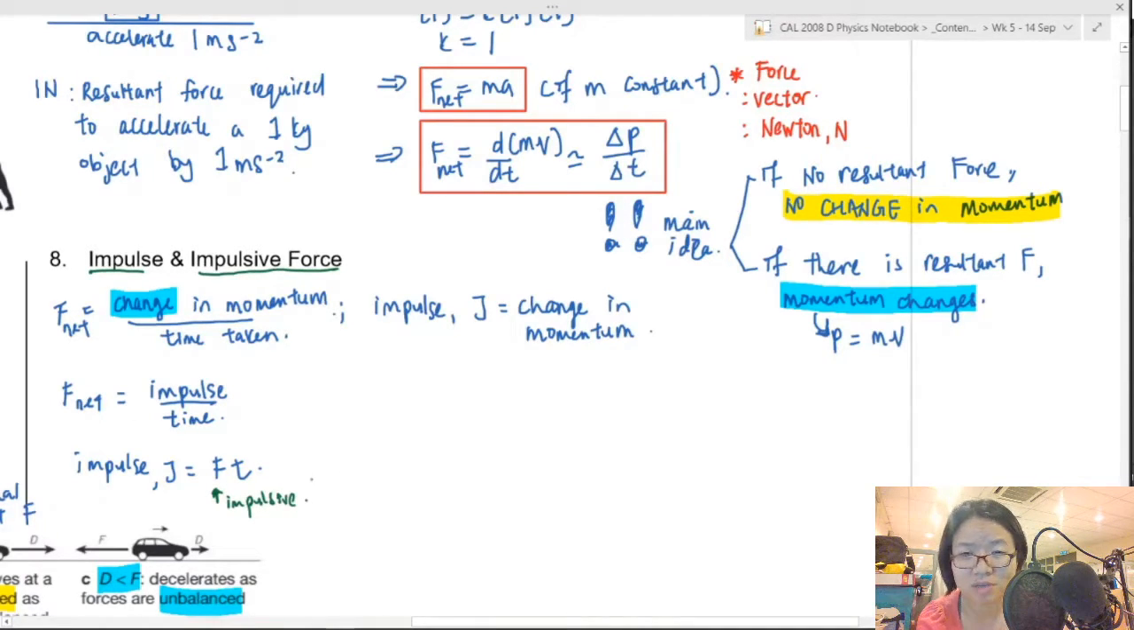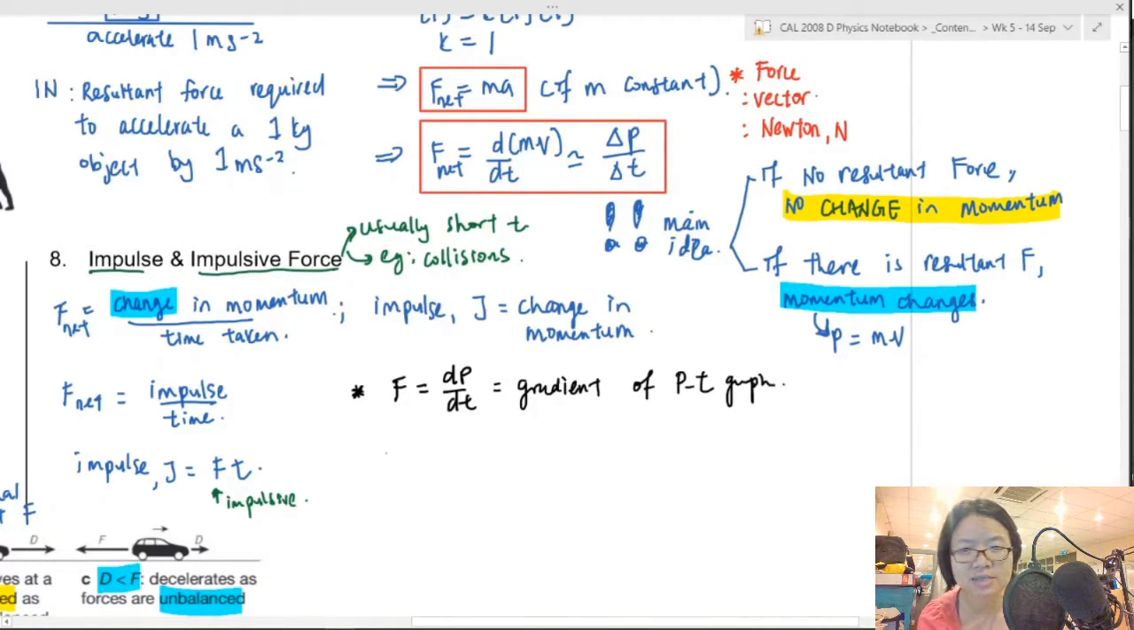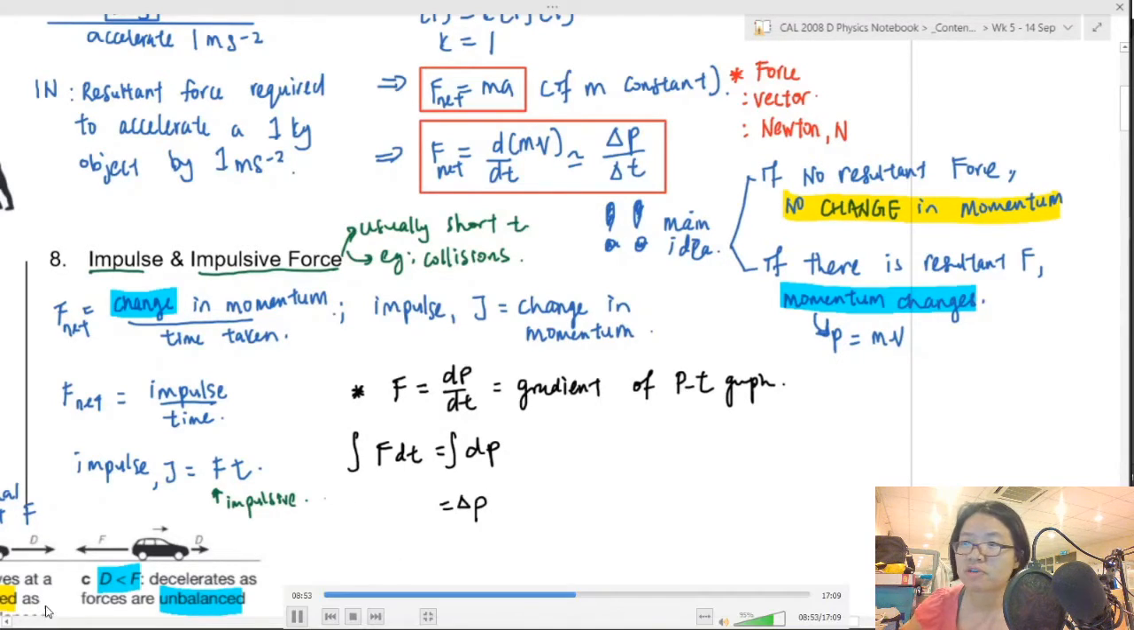F is directly proportional to dp dt. If you learn to see physics that way, it's not that hard. Alright, so sometimes we call this impulse. If we want to talk about impulsive force, usually you have a short period of time. Normally we call it collisions, which will be the next lecture series. So if you want to find F, you take dp dt, which is the gradient of the p-t graph. Okay, so if you look back at this equation, net force is dp dt. So dp dt is the gradient of the p-t graph.